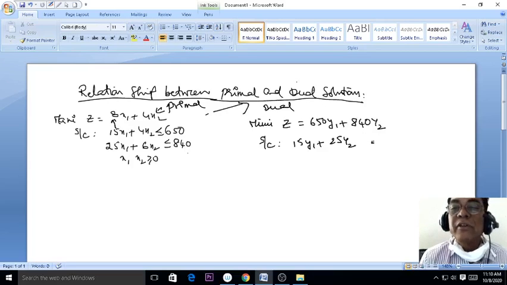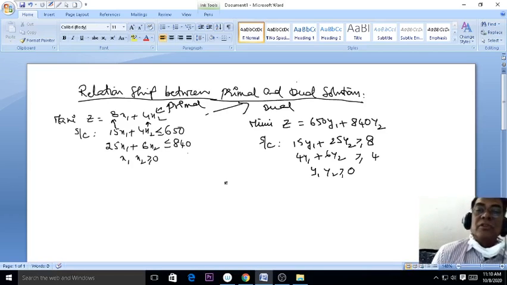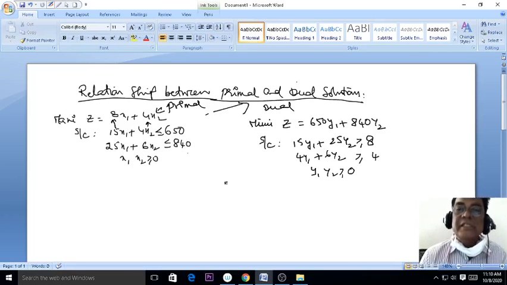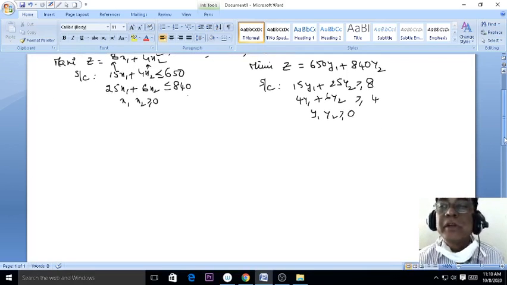So first you write down 8. Now the first inequality symbol is less than or equal to, so change it to greater than or equal to. Next go to the second equation: 4 and 6, so 4y1 plus 6y2, and the corresponding value is 4, so write down 4. The second inequality is less than or equal to, so change it to greater than or equal to. So y1, y2 greater than or equal to 0. Today we just learned how to convert the inequality equations of a primal to the dual.